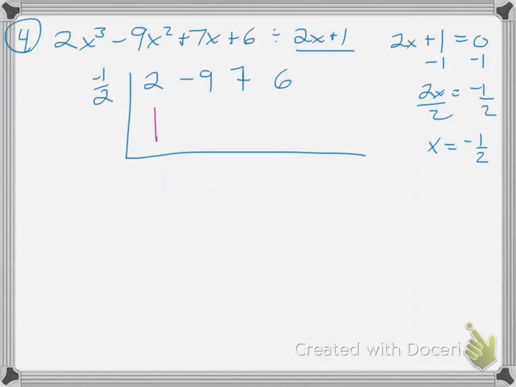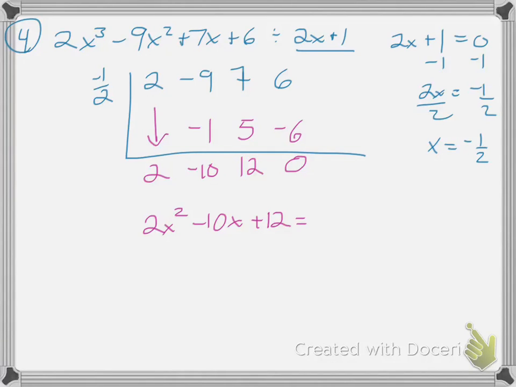Okay, I'm going to bring my 2 down. Multiply with 1/2, negative 1/2. Well, negative 1/2 times 2 is negative 1. Combine, that's going to be negative 10. Negative 1/2 times negative 10. Negative times a negative is a positive. And that's going to be positive 5. Comes down. That makes 12 times negative 1/2. That's going to be a negative. 12 times 1/2 is 6. Combine, and that's 0. So my quotient is 2x squared now minus 10x plus 12.